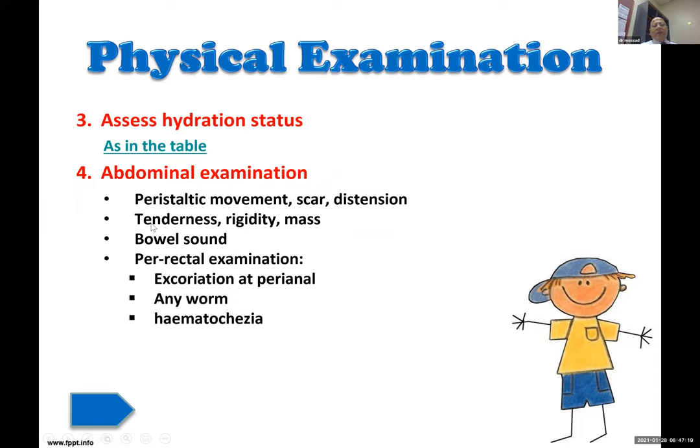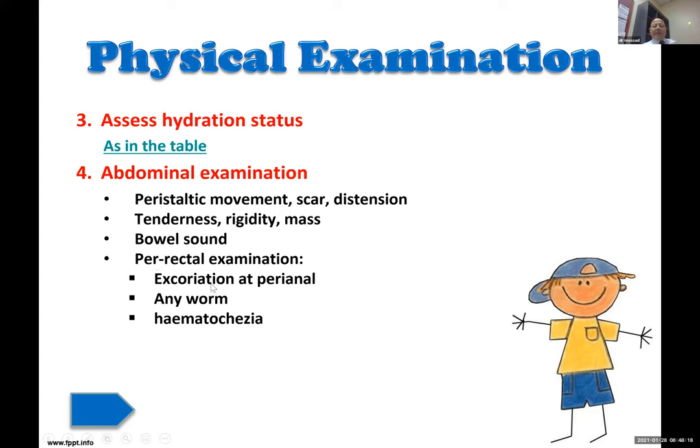And then go for the abdomen, okay? If you are going to examine the abdomen, you must start with inspection, palpation, which is superficial and then deep, percussion, and auscultation. As you see, the peristaltic movement will be increased. So don't forget to auscultate the abdomen and count the peristalsis. Normally it is just 3 to 5 or 6 per minute. And check if there is any scar, if there is any abdominal distension. During the palpation, don't forget to check if there is any tenderness or rigidity. Okay.